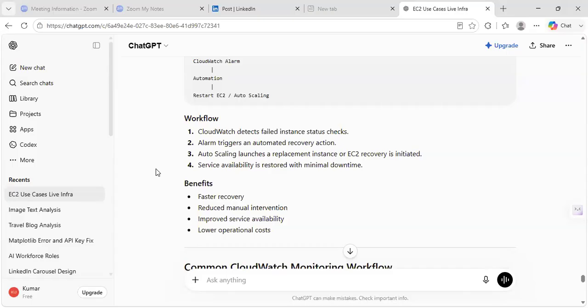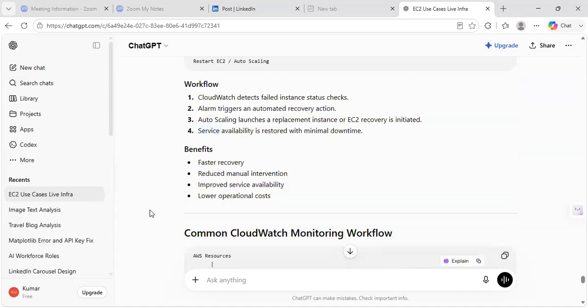So that kind of algorithm and mechanism is there in the autoscale service feature. The same thing: autoscale launches a replacement instance or EC2 recovery is initiated as a step. Once the recovery is triggered, service availability is restored with minimal downtime. It is a fraction of a second, basically.